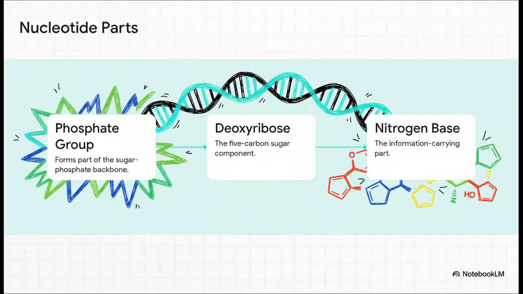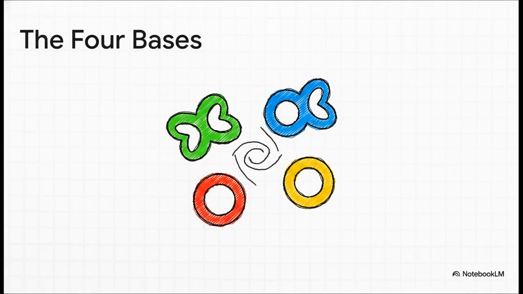Now, each nucleotide itself has three parts. You've got a phosphate group and a deoxyribose sugar, and together they form the strong, sturdy backbone of the DNA strand. But the real star of the show, the piece that actually carries the genetic code, is the nitrogenous base. And get this, there are only 4 types of these bases in DNA. We just call them A, C, G, and T. It's kind of crazy that this simple 4-letter alphabet is all it takes to write the entire story of life.